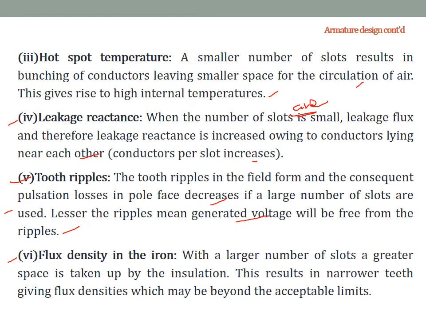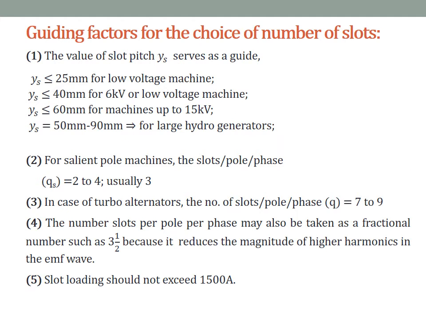Now flux density in the iron. With a large number of slots, greater is the space taken by the insulation. Because of this, the slot width has to be more. When slot width is more, the tooth widths become less. This results in narrower teeth, giving flux densities which may be beyond the acceptable limits. Those are the factors to be considered while selecting the number of stator slots.